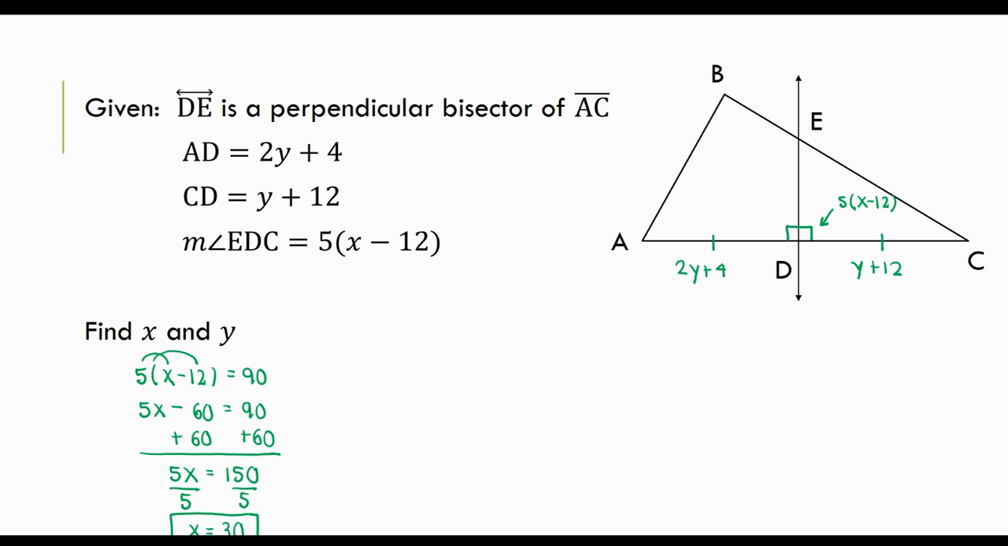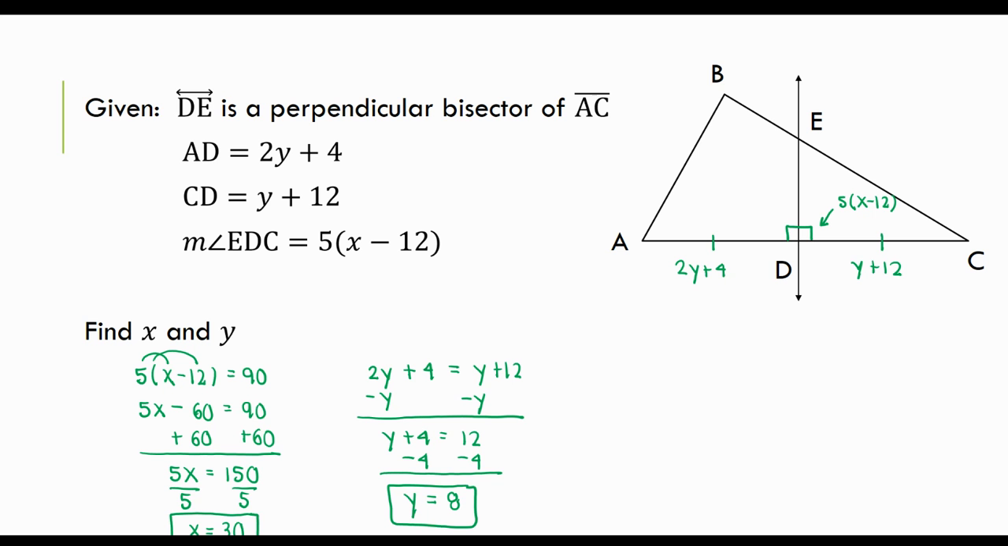Well, I have 2 different expressions for y. They're segments that in my picture I know are congruent. So I get to just set those 2 equal to each other. So 2y plus 4 equals y plus 12. I'm going to get the y's to the same side. And then it looks like the last thing I have to do is subtract the 4. So that gives us y to equal 8. And so since we solved for both x and for y, we are done.